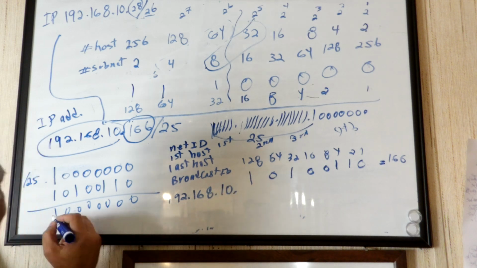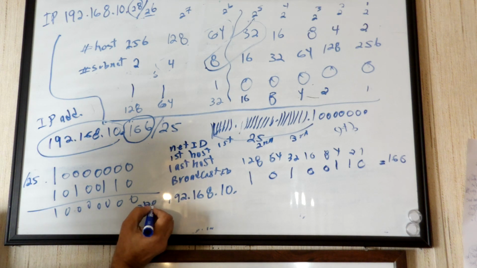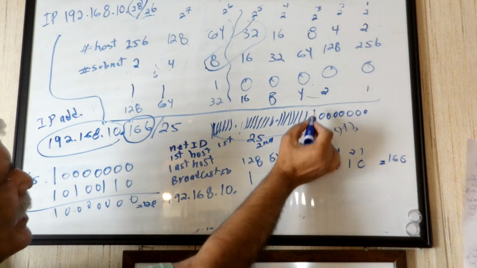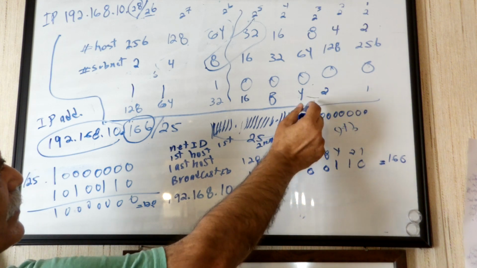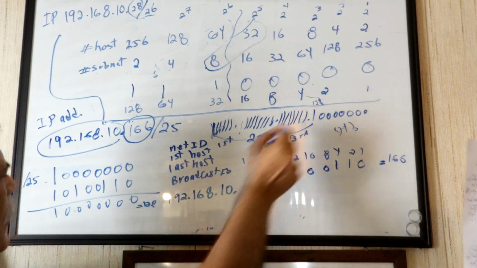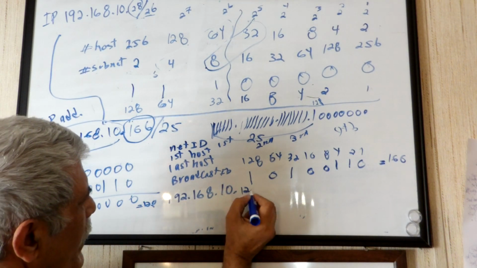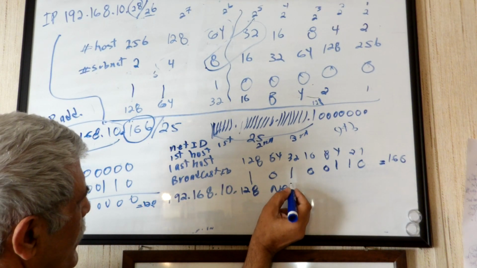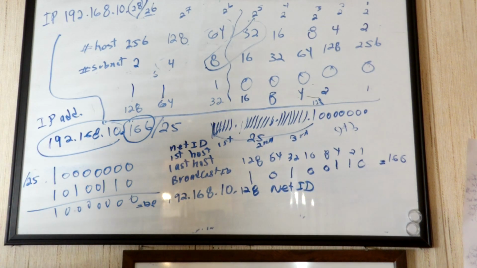168.10, what is this? The value of this is 128, because here you count 128, 64, 32, 16, 8, 4, 2, 1. So the network address is going to be 128. The network address, the network ID.